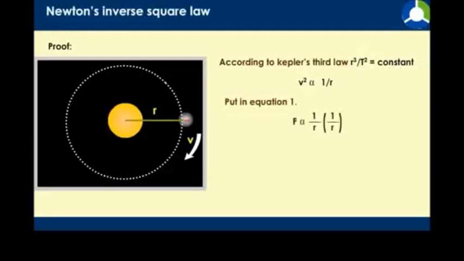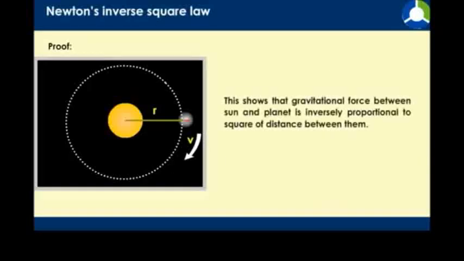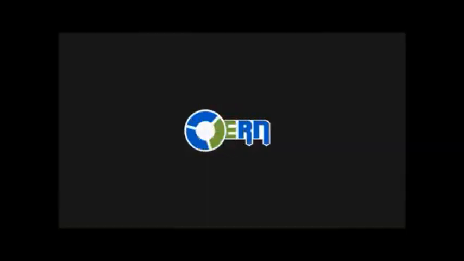Put in equation 1. F is proportional to 1 by r into 1 by r. F is proportional to 1 by r square, where r is the radius of the circular orbit. This shows that the gravitational force between the Sun and a planet is inversely proportional to the square of the distance between them.